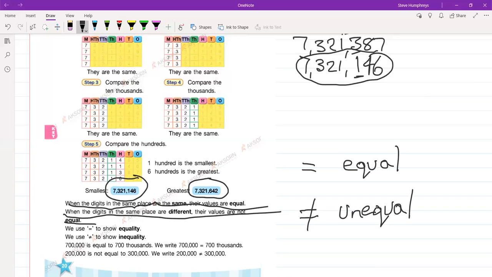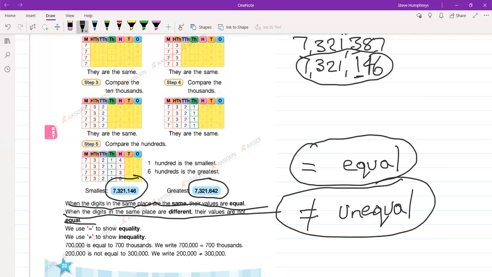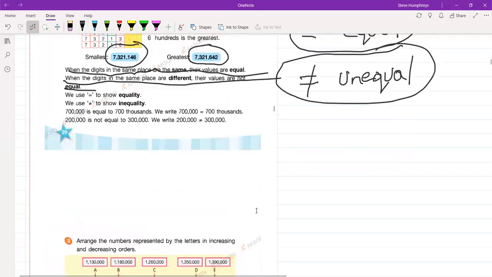Okay, so remember those two digits. Equal, just like an equal sign you use all the time. And that sign means they're unequal. They are not the same. Okay, let's move on.